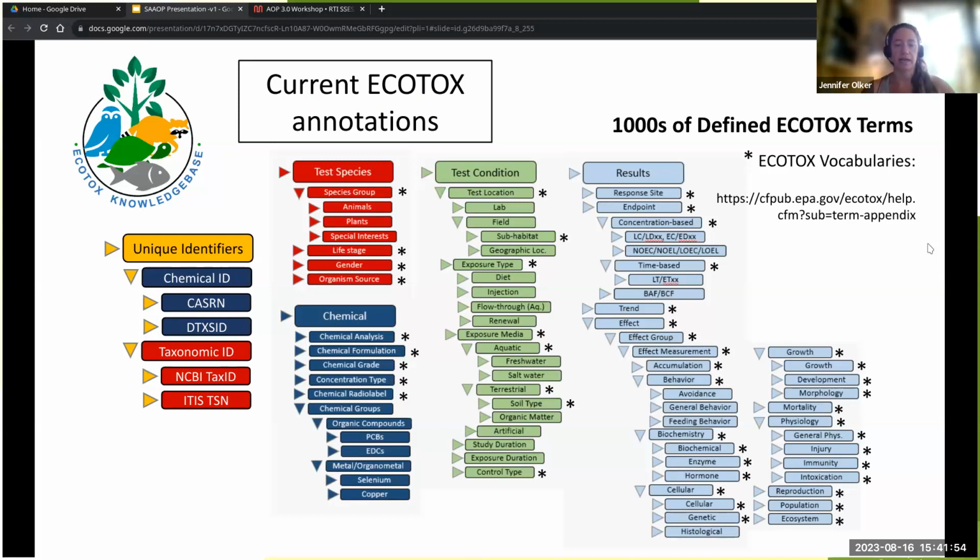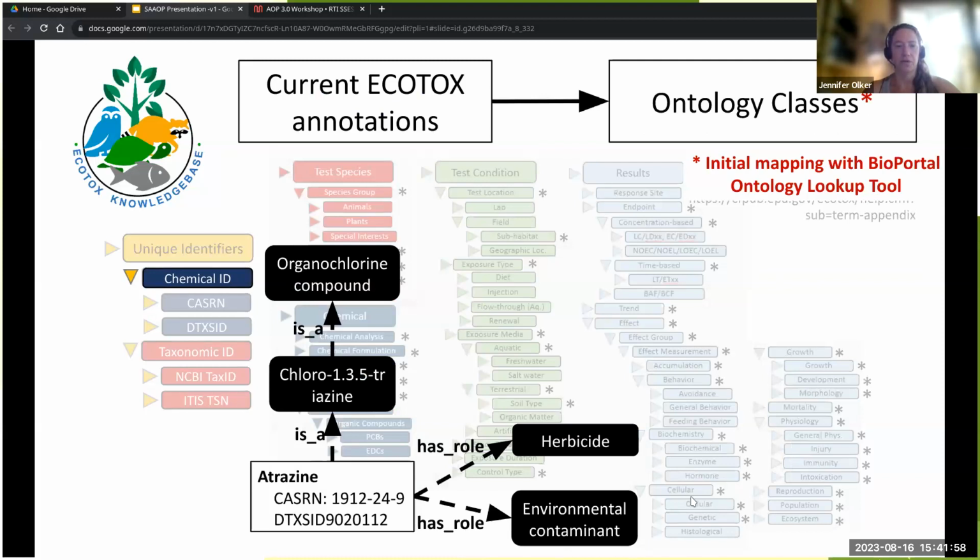So we are trying to take these vocabularies and map them to ontologies. And if you click to the next slide, I'll show a few examples. And so there's 3 on here. So if you click 2 more times, we'll see all 3 at once. So the first example is if we take a chemical, of course, we not only have the CAS number and the DTXSID, but we can also map it to say it is a chloro-1,3,5-triazine, and we also show that it has the role herbicide and has the role environmental contaminant. I'll click again.